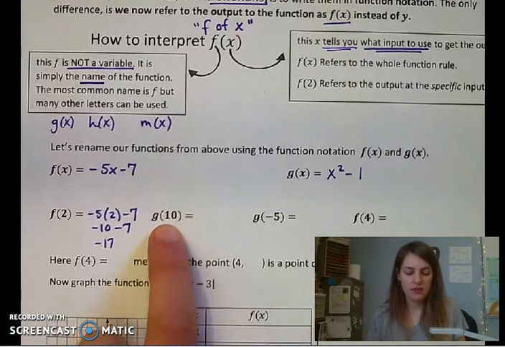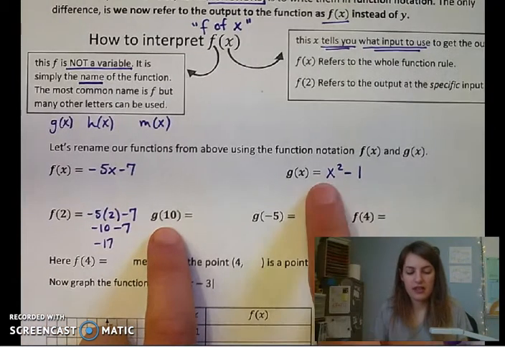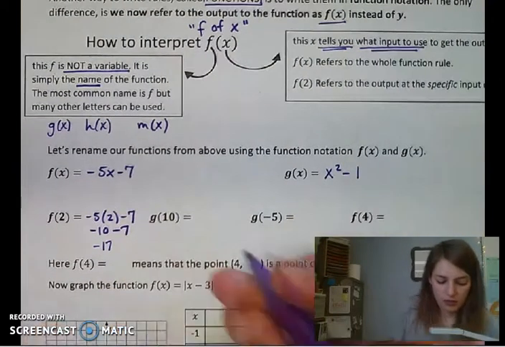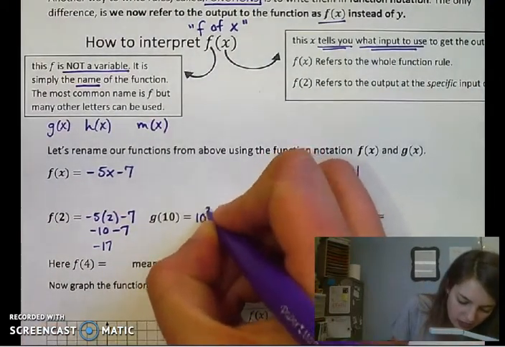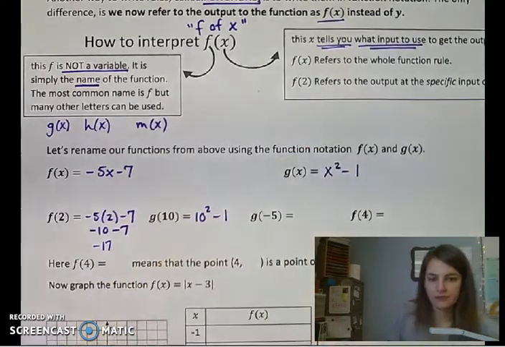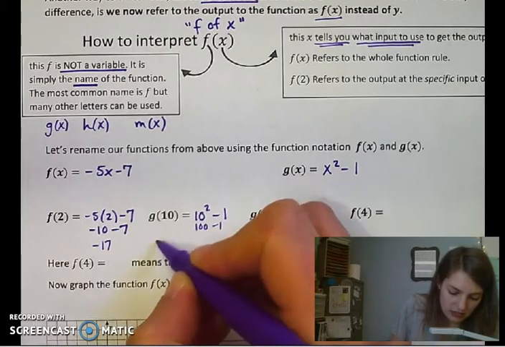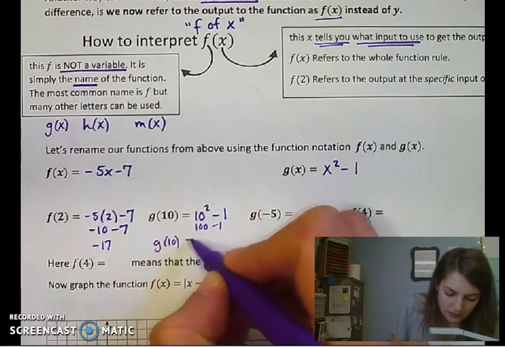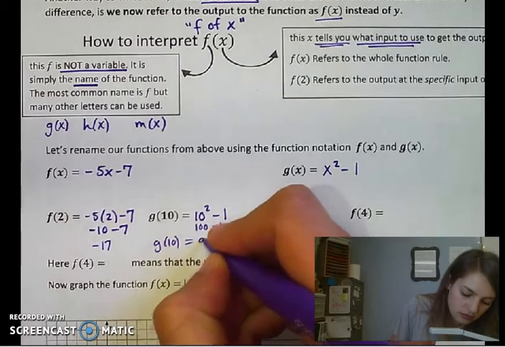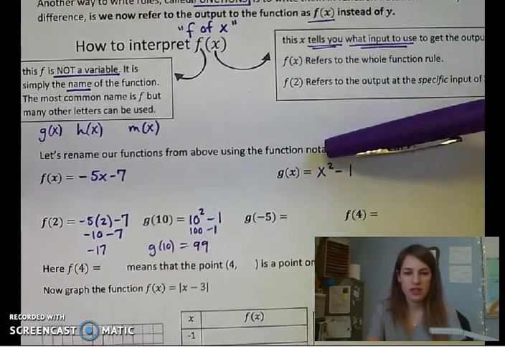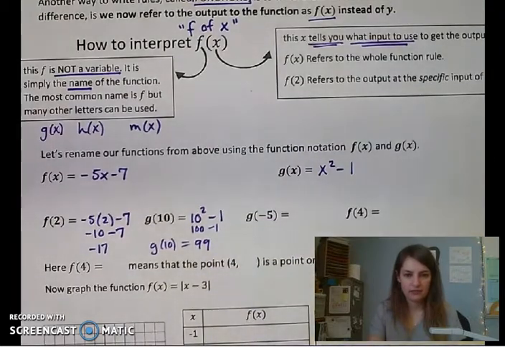So g of 10 means I'm going to plug 10 in for x into the g function, which is x squared minus 1. So we're going to calculate what is 10 squared minus 1. Well, that would be 100 minus 1. So that means g of 10 is equal to 99. For the function g, if you plug in 10, you would get out 99.